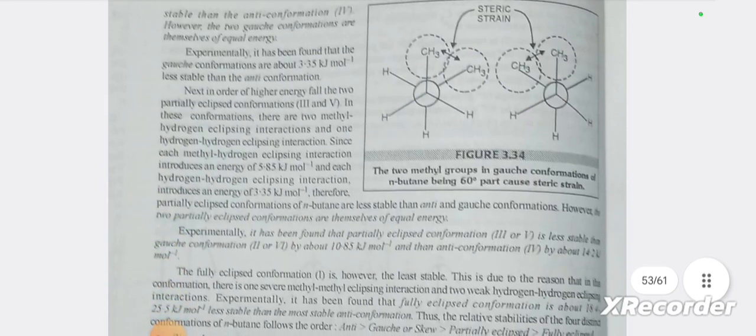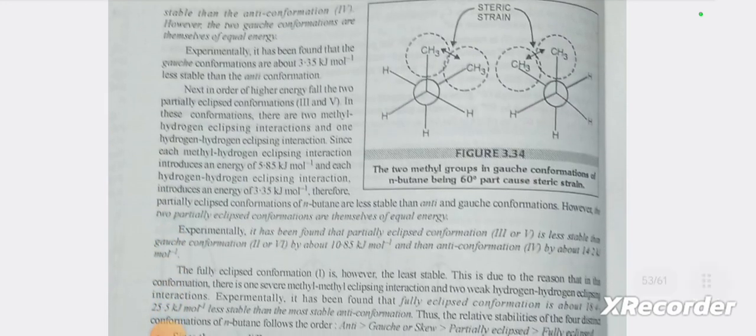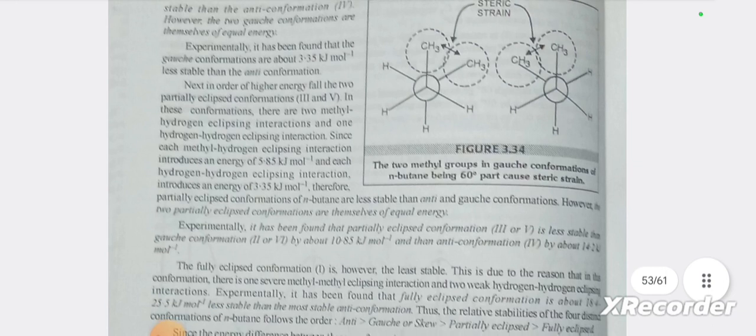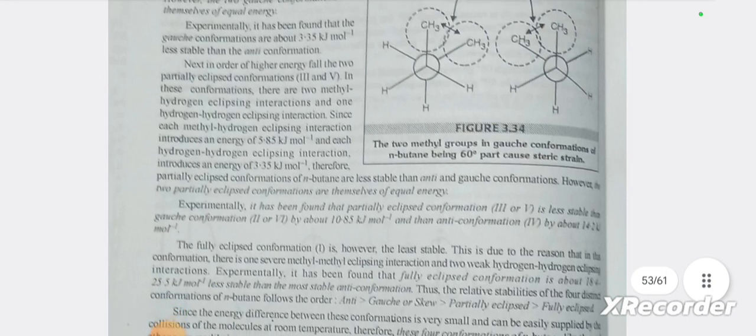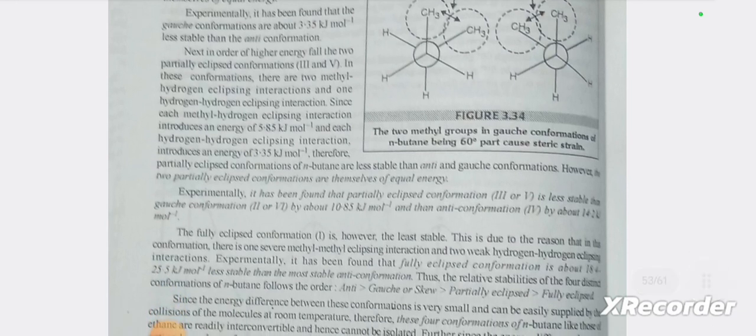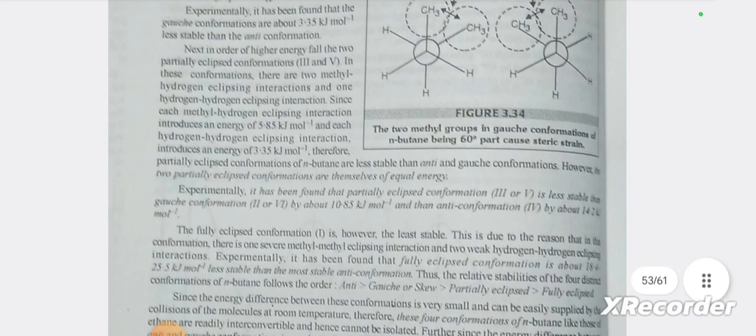As a result of this steric strain, the 2 gauche conformations second and sixth are slightly less stable than the anti-conformation. However, the 2 gauche conformations are themselves of equal energy. Experimentally, it was found that the gauche conformations are about 3.35 kilojoules per mole less stable than the anti-conformation.